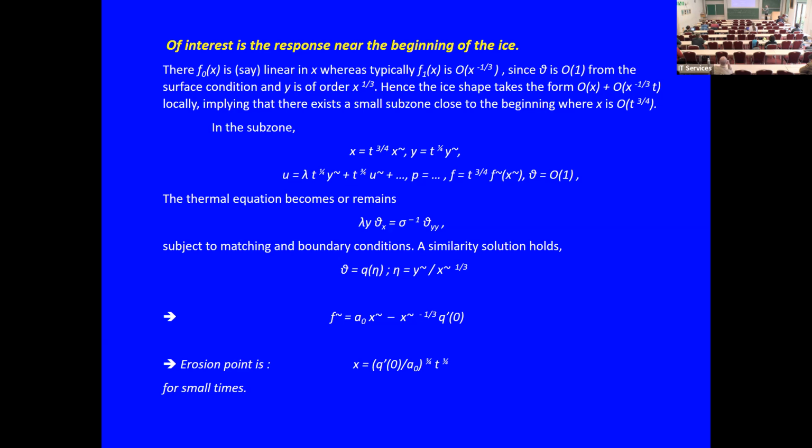As the x term, say, uniform slope, and then an x to the minus one third correction. Combining those two, you can predict the erosion point goes like x going like t to the 3/4 for small times. So it's actually setting off with infinite speed.